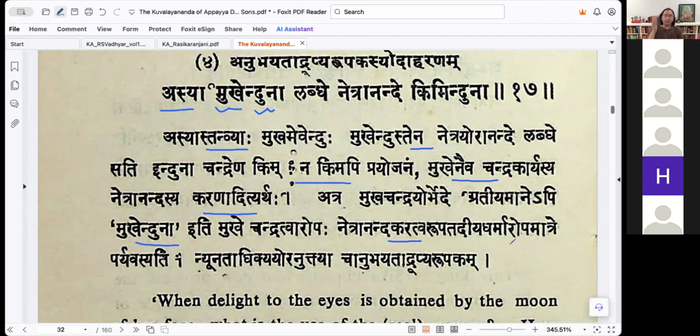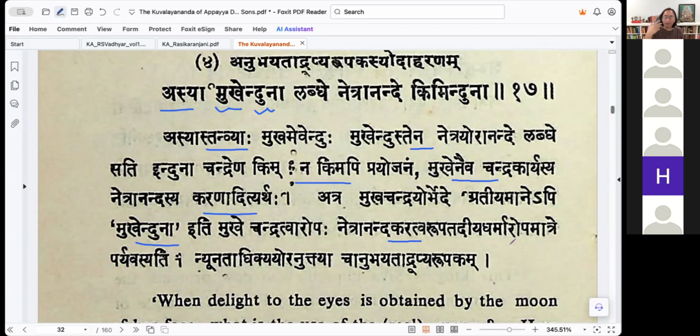But where does it end? That superimposition does not go to all of the other things, that it is far off from the earth, rahu grastaha bhavati, or there are kalankas in it. Tatha, you don't take all of those other qualities. It only stops with the quality of netra ananda karatvam.